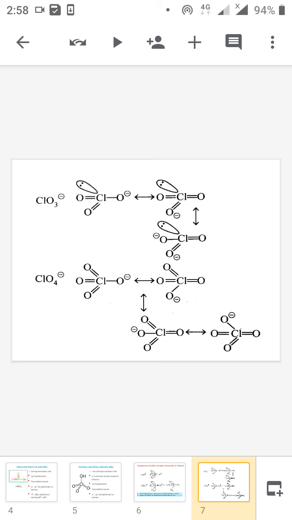As the number of resonance structures increases, the stability also increases. So the acidic strength depends upon two factors. First one, the higher the oxidation state, the stronger the acid. Second one, the higher the number of resonance structures, the acidic strength also increases. Thank you.